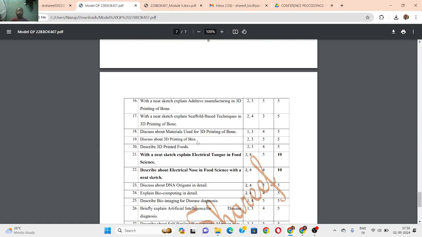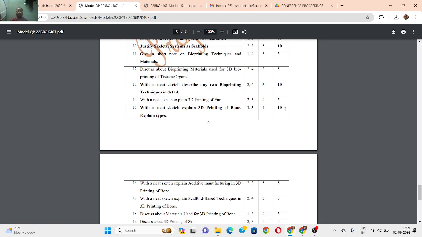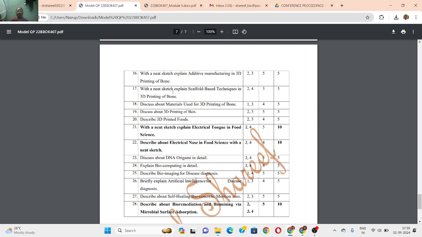Next topic is 3D printing of bone also. They can categorize it into 2 questions. One question they can ask generally for 10 marks. Another question they can pick a particular topic.